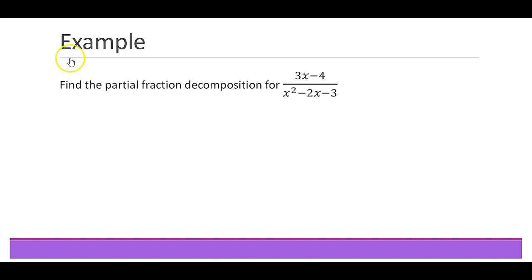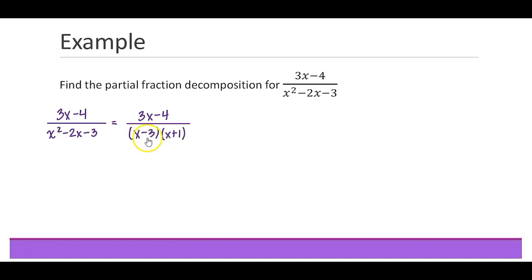Let's jump into our first example. We want to find the partial fraction decomposition for 3x minus 4 all over x squared minus 2x minus 3. I'm going to start by rewriting the rational expression 3x minus 4 over x squared minus 2x minus 3. And the next step is going to be to factor the denominator if it isn't already factored. So here my denominator is going to factor to x minus 3 times x plus 1.